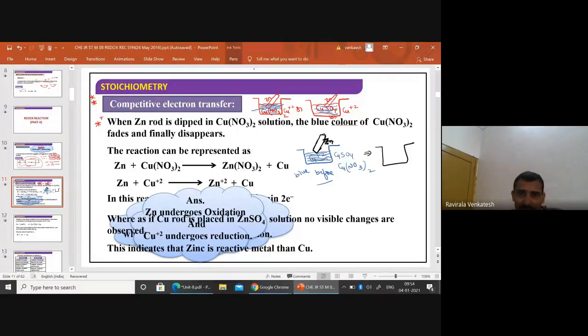Fading of the blue color. That means you lose the blue color here. So this color will be colorless. Just imagine it's colorless after some time. Now what is the reason? Why is this happening? Let me discuss.